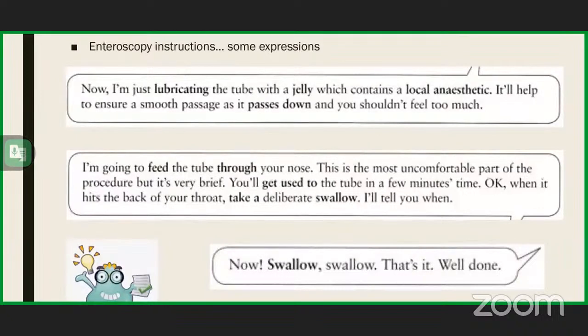Okay, thank you, Juliana. So as you can see, we are giving some instructions. These instructions are focused on making it easier, making it proper, and we can consider these instructions, these expressions, for maybe another kind of procedures when the patient is awake.